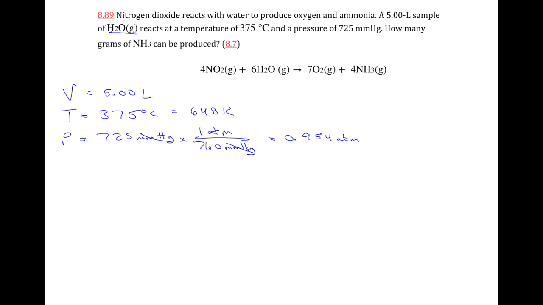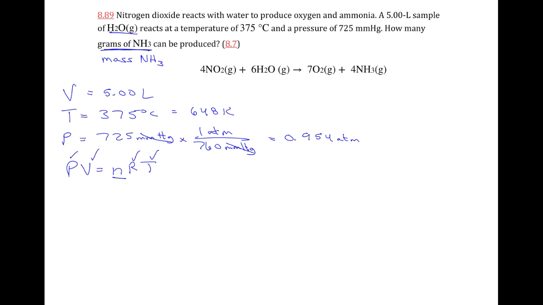Okay, so I have the volume, temperature, and pressure, and that's all for steam or water gas. Anyhow, I'm trying to figure out how many grams of ammonia. So what I'm trying to figure out is the mass of NH3, but I only have information about H2O gas. So from the ideal gas law, PV is equal to nRT. I have my temperature, I have my volume, I have my pressure. R is a constant, so I can figure out the number of moles of H2O.